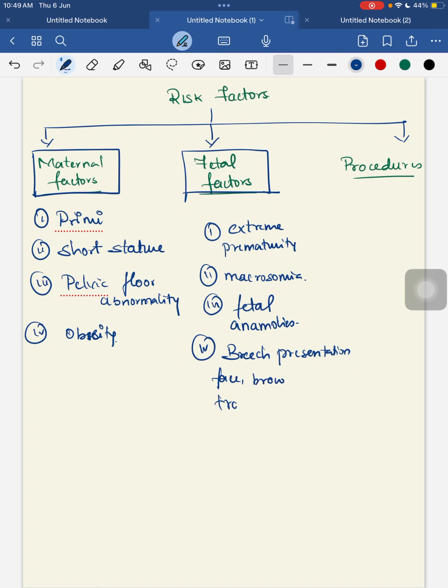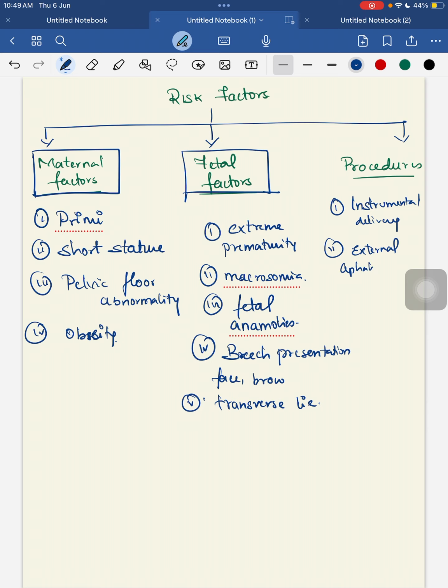And coming on to the procedures, like instrumental delivery. Second one, when you do an external version. Third, a prolonged labor. Fourth, when there is a precipitate labor. These are the procedural factors that cause an increased risk for the birth injuries.